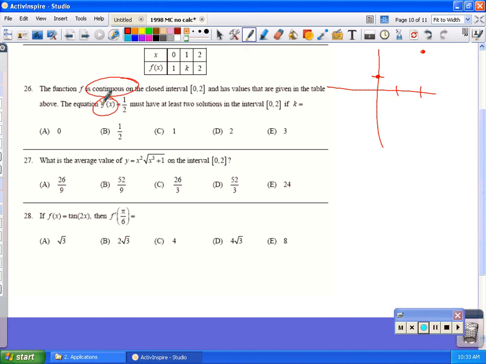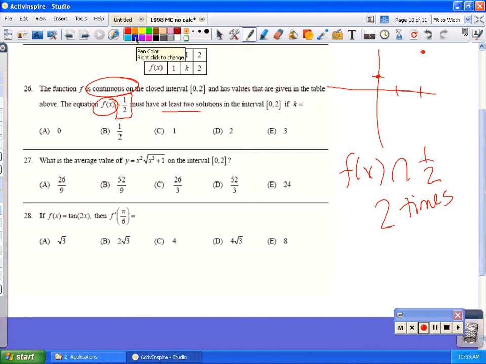When is your mystery function f of x equal to the line y equal to 1/2? No, that's not what they say. We want your mystery function to equal 1/2 twice. We want them to intersect twice. What are they saying? We want f of x to intersect 1/2 two times. Well, then it would be a good idea to put the line y equal 1/2 on my graph.